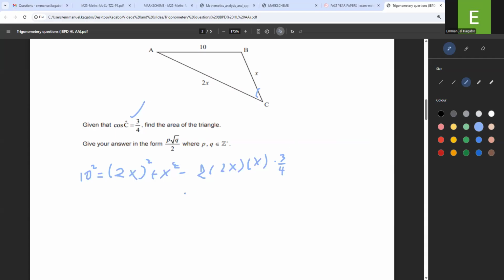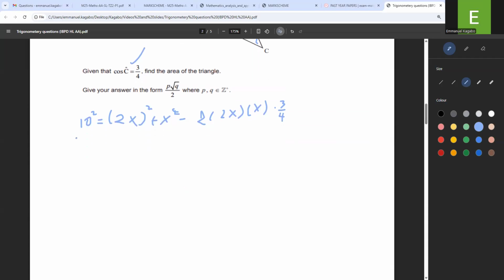Okay. What's going to happen here? This is 100, equals 4x squared. (2x) squared is 4x squared, plus x squared, minus, what do we get here now? So it's going to give me 4x squared times 3 over 4. Okay, I hope you get that.